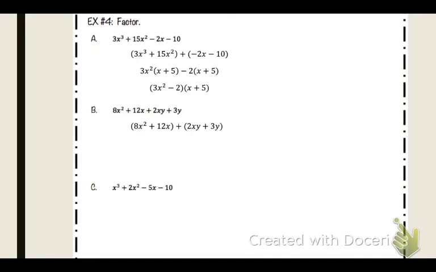Again, we're going to group the first two, group the second two. And then what can we take out of 8x squared and 12x? 4x. And what can we take out of 2xy and 3y? It's a y. And the 2x plus 3s are the same, so we're left with 4x plus y and 2x plus 3. That's your answer. Those are pretty straightforward. Hopefully they're pretty simple for you.